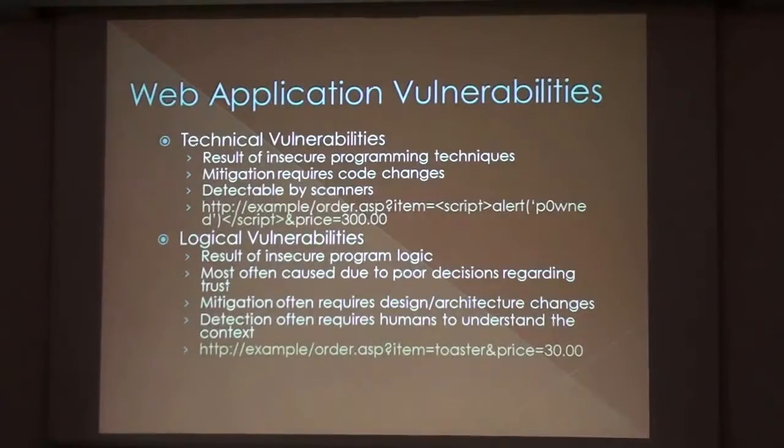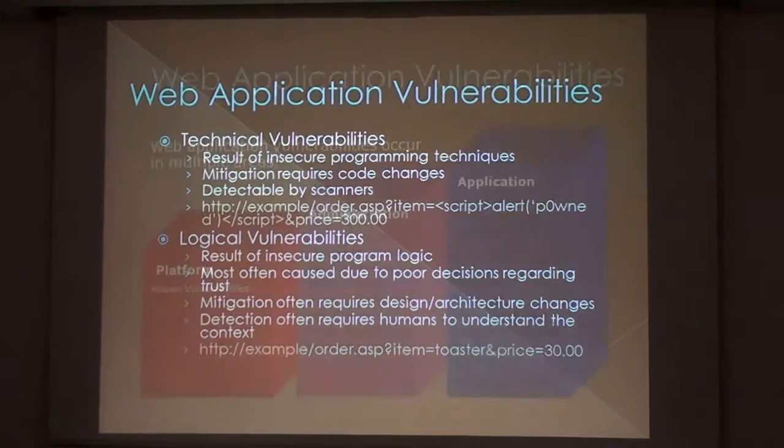Now, types of web application vulnerabilities. There are two types of web application vulnerabilities. First is technical vulnerabilities and the second is logical vulnerabilities. The result of insecure programming techniques is technical vulnerabilities, whereas the result of insecure programming logic is logical vulnerabilities. Technical vulnerabilities are detected by scanners, and the detection of logical vulnerabilities often requires a human to understand what the context is.